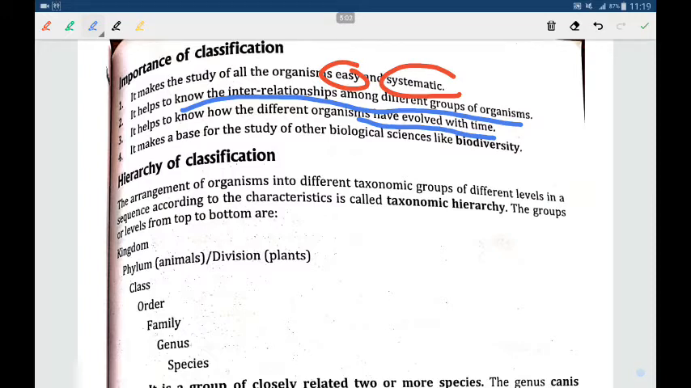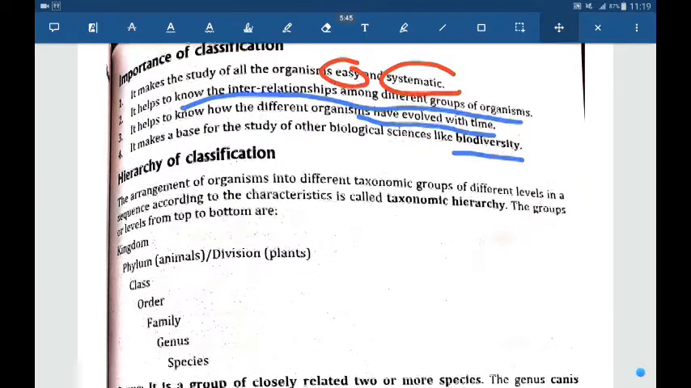Next, because of classification, there is one new branch of biology, that is biodiversity. Let me repeat once again the importance of classification. Number one, it is easy and simple. Two, it shows the interrelationship among the organisms. Three, it plays an important role in the study of biodiversity. Okay, that is all.